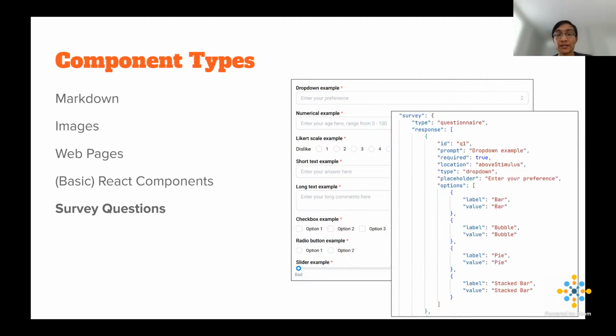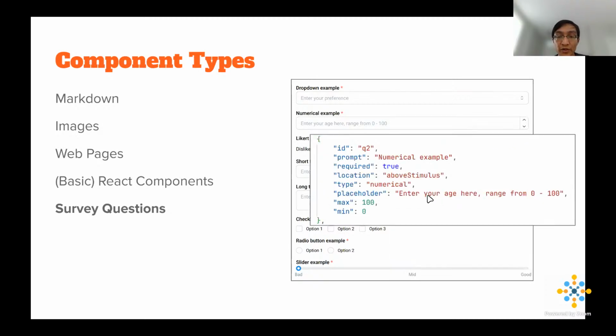So how it works is that in the config, we have to mention the type as questionnaire. And in the response field, it can be one of these different input types. So for the dropdown example, the type would be dropdown with a bunch of options with label and values. And similarly, the other input types also use a similar pattern. For example, for the numerical one that you have already seen earlier, you had the type numerical, and you can set some thresholds like max and min to validate the range of values that you can put in here.